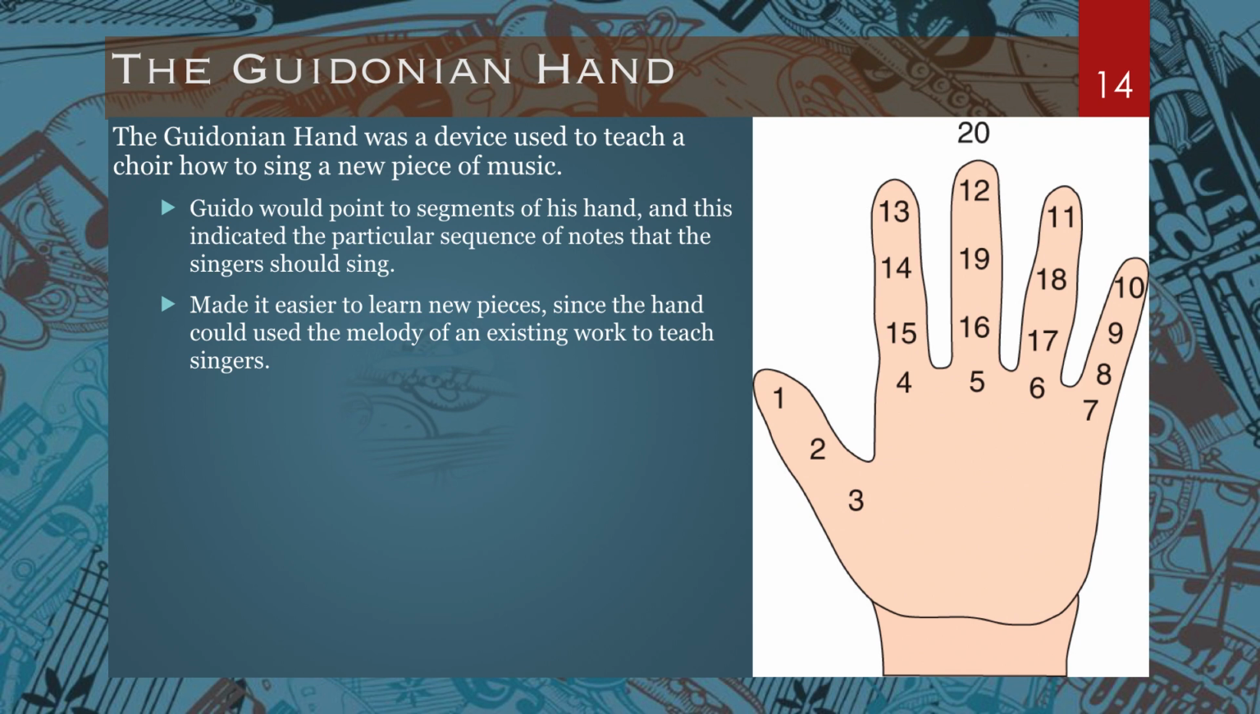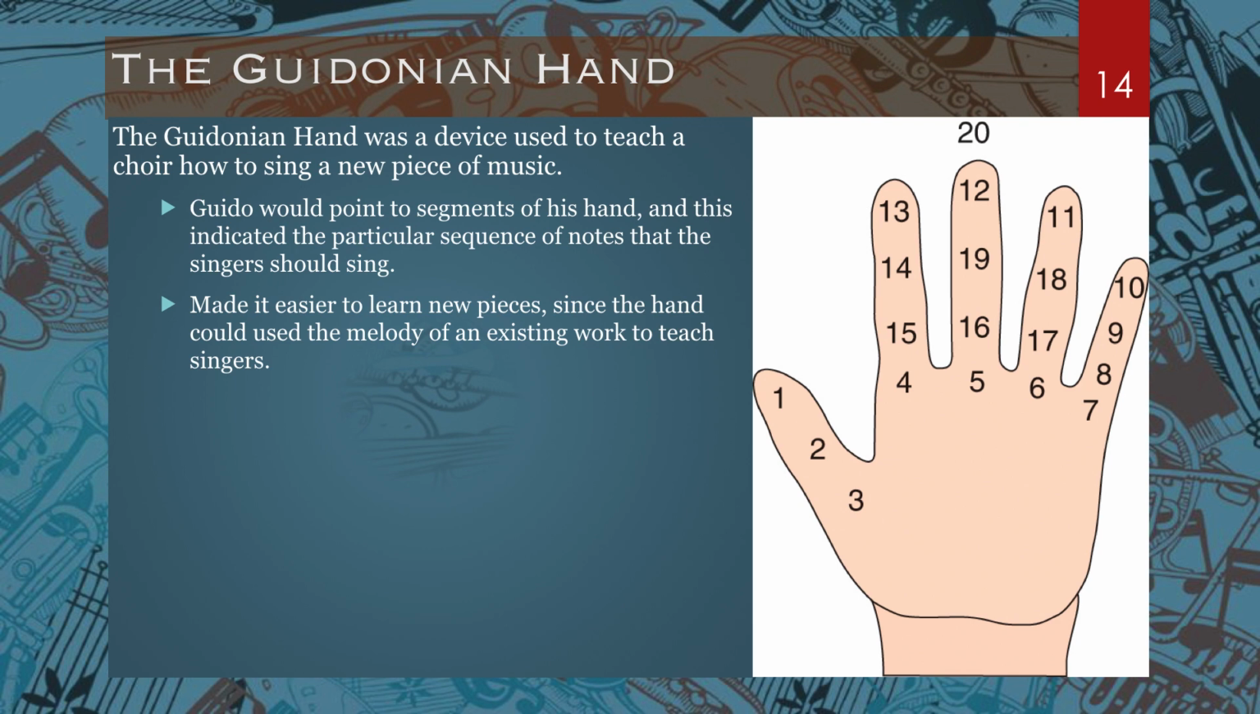An important tool that Guido used was a Guidonian hand. Now you see all these numbers on the hand. Each one of those numbers refers to a particular segment on the hand. So what Guido could do is he could point to segments of his hand in front of a large choir, and the singers would then sing a particular sequence of notes based on where he was pointing. And you'll see how it goes all the way up to the number 20. 20 is actually right above the middle finger.